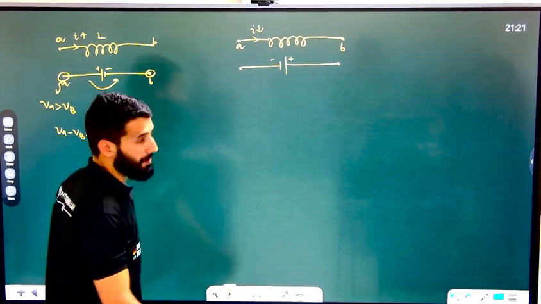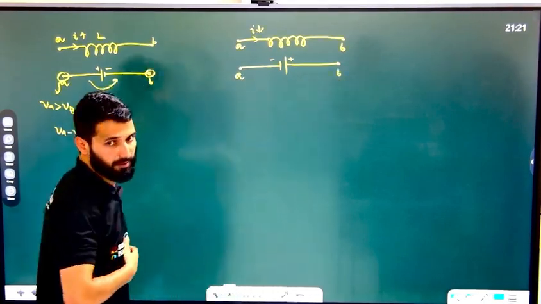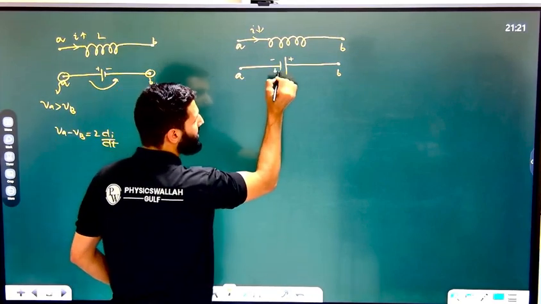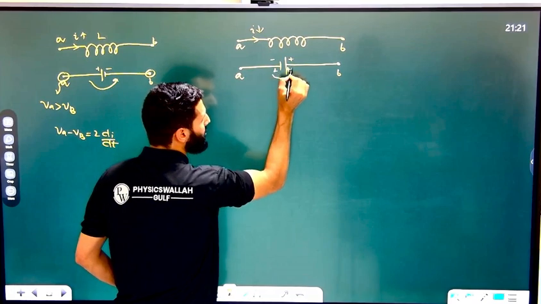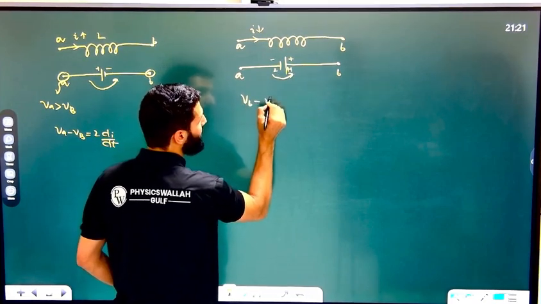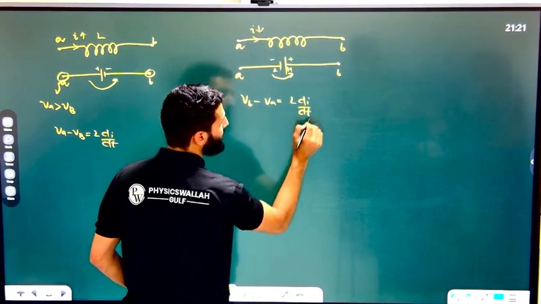Understood? Now here tell me, is A at higher potential or B at higher potential? This is lower potential, right? This is higher potential. So we are going from lower potential to higher potential, B. So we will write VB minus VA will be equal to L di by dt.